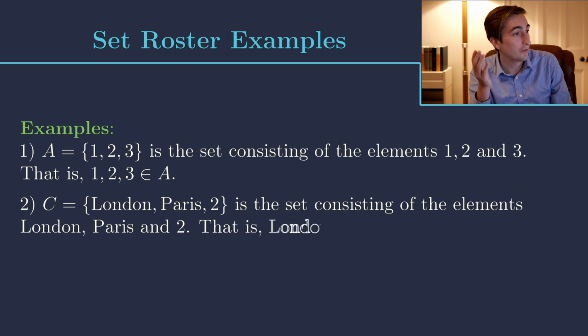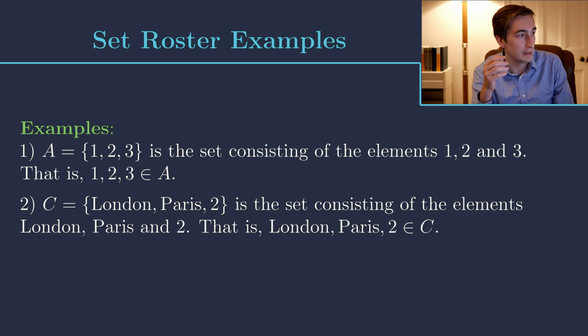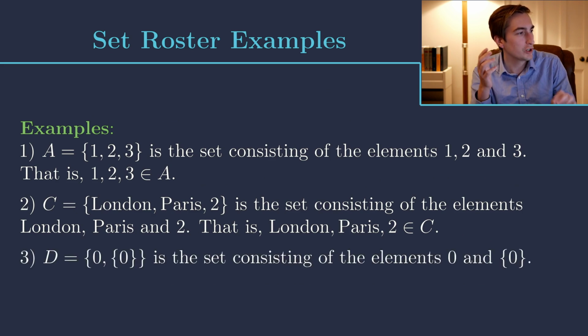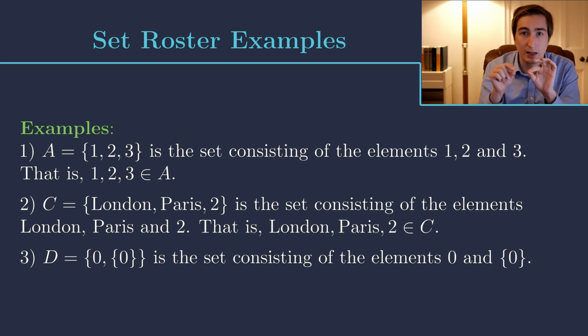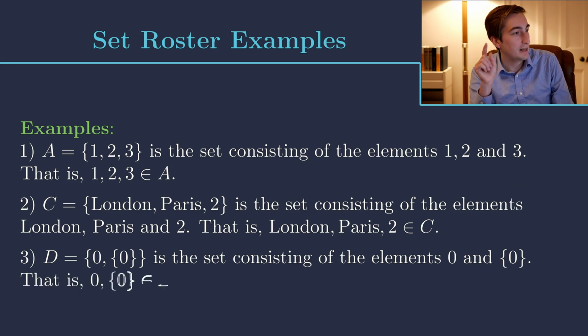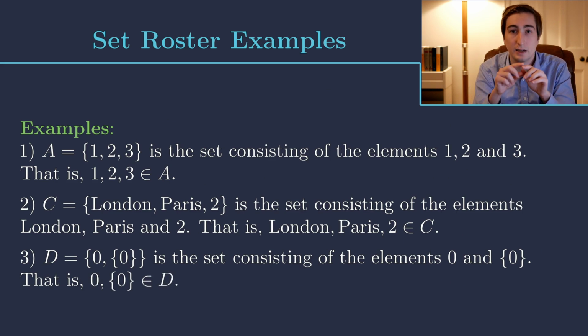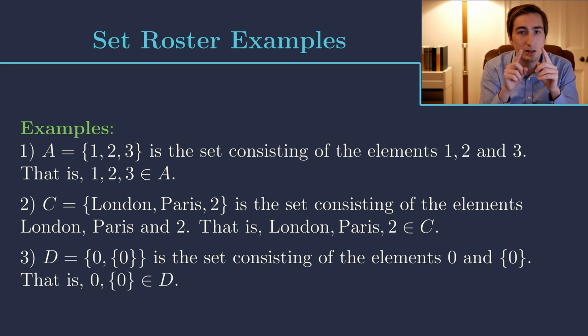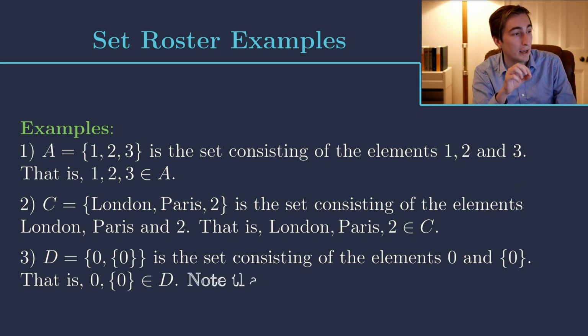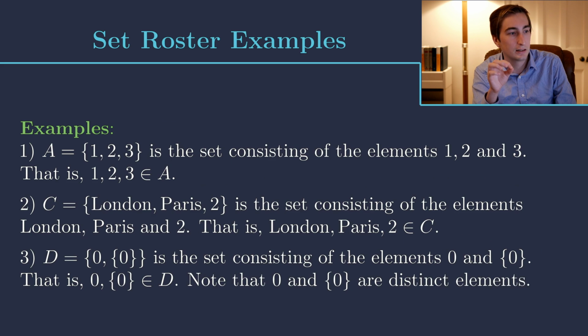Also, just like before, we can write this notation that London, Paris, and 2 are in the set C. The final example I want to consider is a bit of a strange one. Here D is the set containing 0, and it also contains the set containing 0. So here we've got 2 elements, 0 and the set containing 0, both in D. Notice that these are 2 distinct elements. The number 0 is different from the set containing 0.